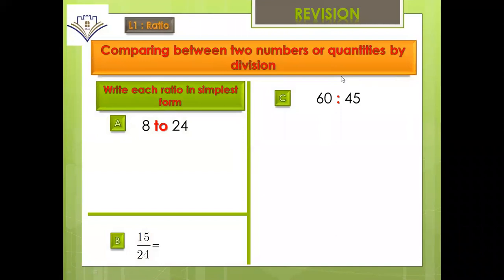The first is ratio. What does it mean by ratio? It's comparing between two numbers or quantities by division.